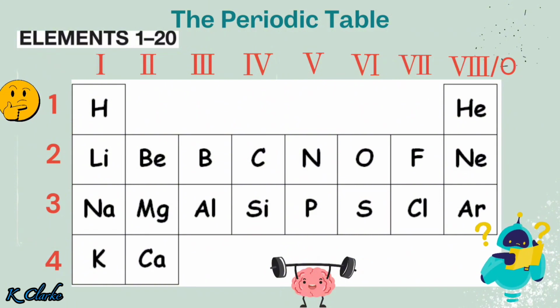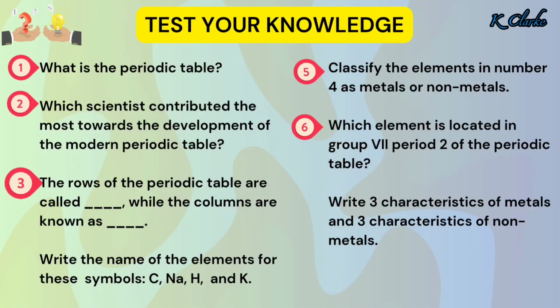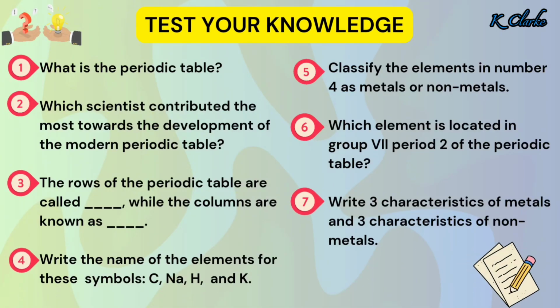If an element is in the second column, what is the group number? The answer is group 2. What is the symbol for neon? Capital N, common E. Chlorine, located in group 7, would be considered a metal or non-metal? Chlorine is a non-metal. Here are some other items to test your knowledge.